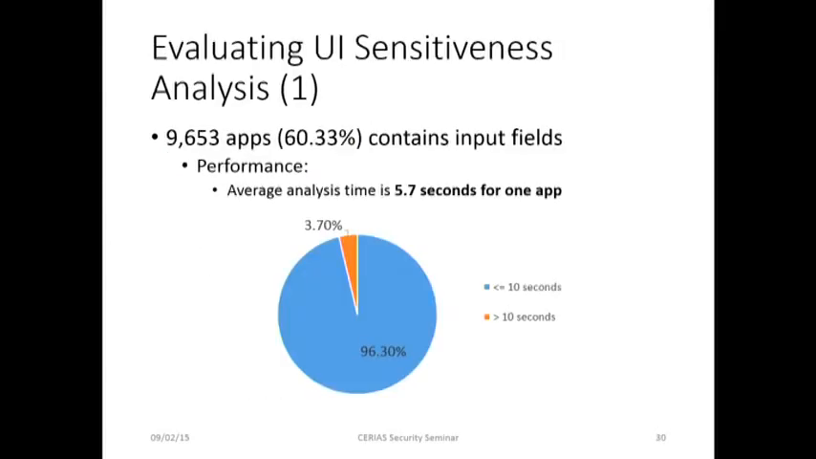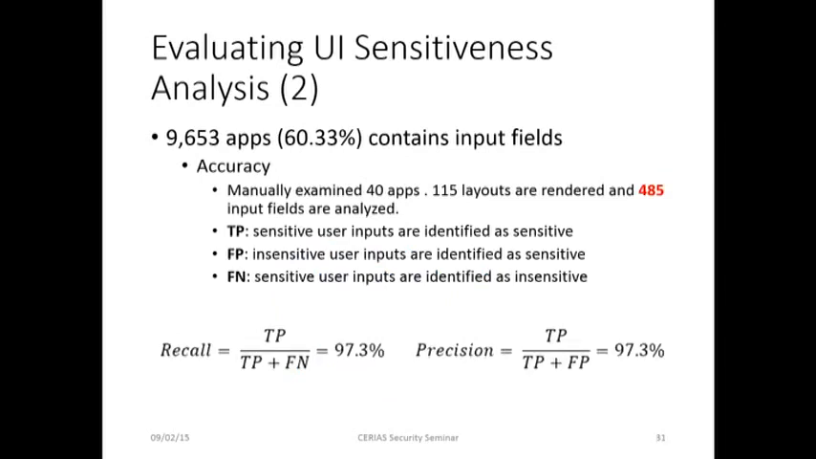The UI sensitive analysis part, including rendering the layouts for all the layouts in an app, is quite efficient. More than 96% of the apps require less than 10 seconds for this part, and the average analysis time for one app is only 5.7 seconds. And we manually examined 40 of the apps with input fields and found nearly 500 input fields.